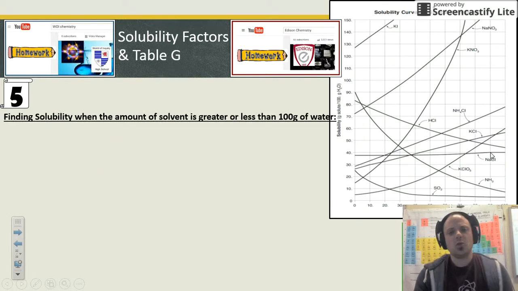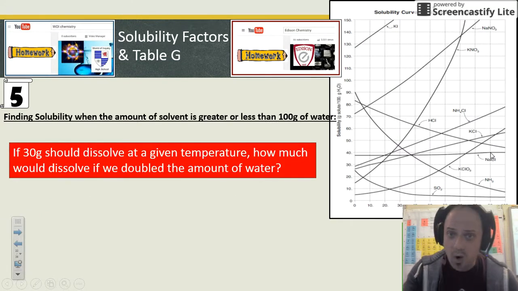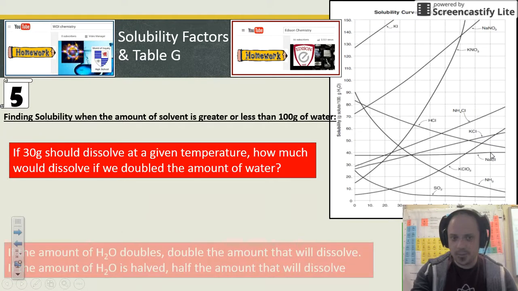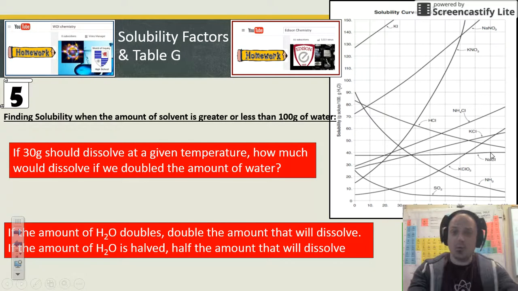Solubility when the amount of solvent is greater or less than 100 grams of water. This is where we're going to have to double or half or triple our solute amounts at the end to see if our data of interest falls on this curve, saturated, supersaturated, unsaturated. A little math ensues. If 30 grams should dissolve at a temperature, how much would dissolve if we doubled the amount of water? Well, if 30 grams dissolved in 100 grams of water, you double the amount of water, you should be able to dissolve double the amount of material. So you would double it. If the amount of water doubles, the amount of solute that would dissolve doubles. If the amount of water is halved, the amount of solute that dissolved will be halved.